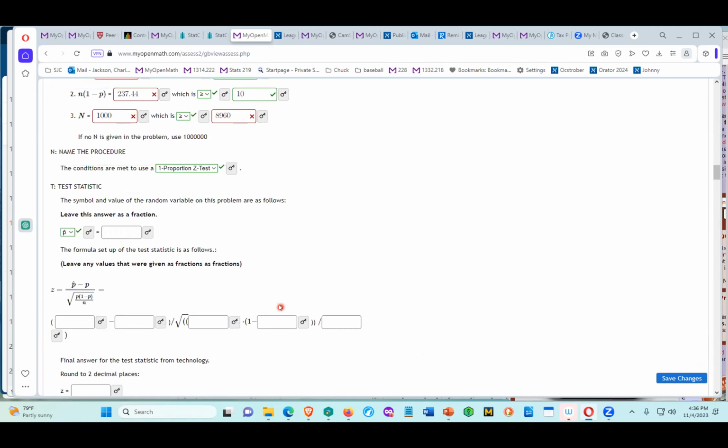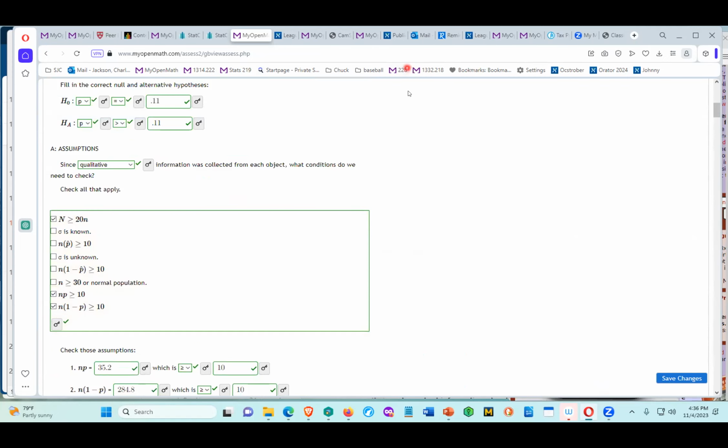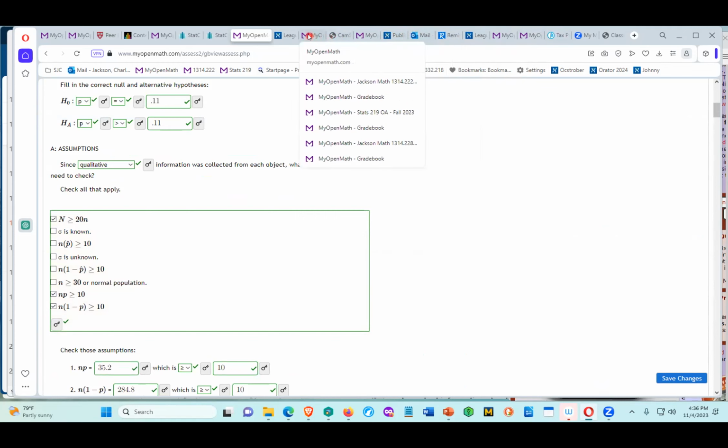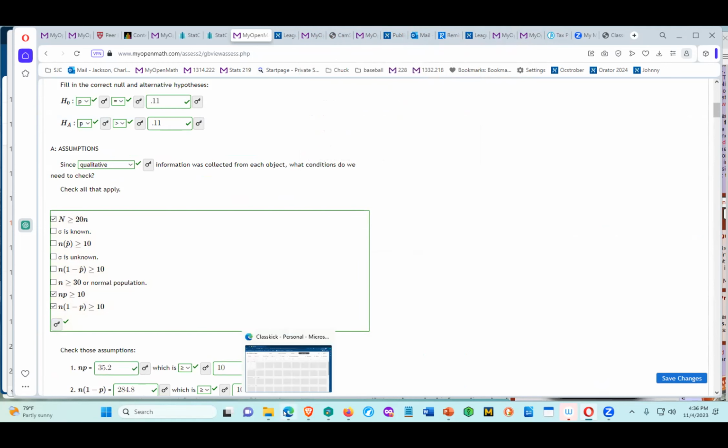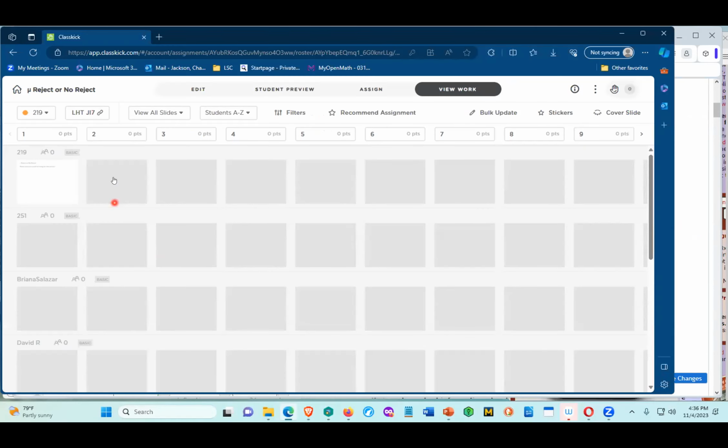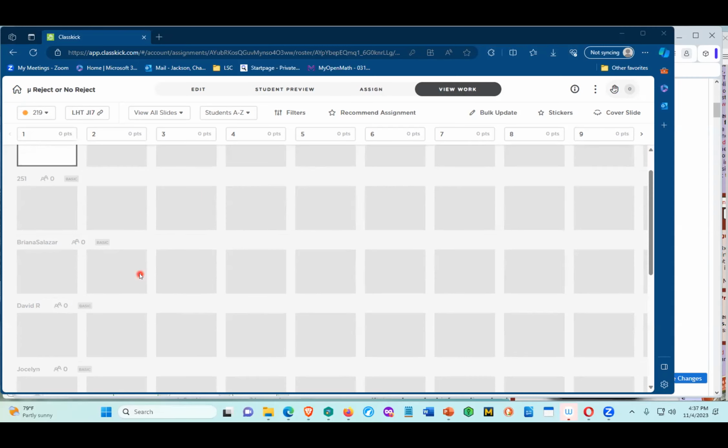Okay, let's go to the ALA. Reject or no reject. It's really two ALAs kind of smashed together. One, it's p reject or no reject. And then there's mu reject or no reject. My favorite, which we haven't done yet, is rho reject or no reject, which rhymes.